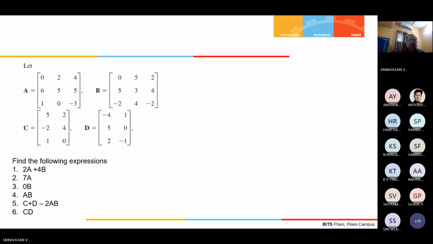Now, these are all things you can easily find out. Given A, B, C, D, find the following expressions: 2 times A plus 4 times B, then 7 times A, 0 times B, so that you get a zero matrix. This is A, B, you can find the product, and then C plus D you can find. They are of the same order. Then minus 2 into AB, the product. All these things you can try. And then CD, the product of these two matrices. So all these things can be tried.